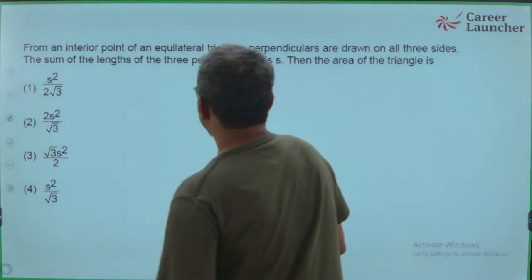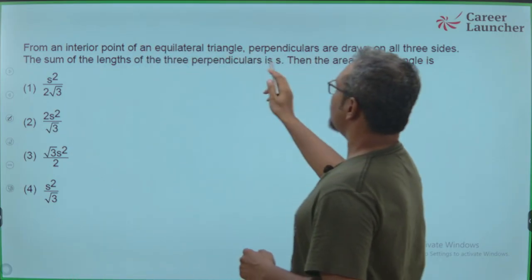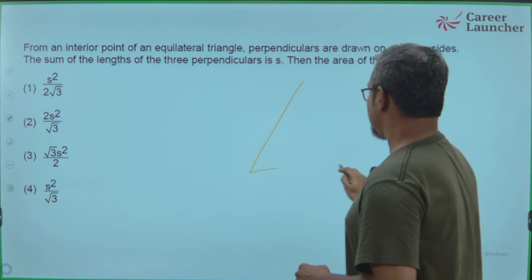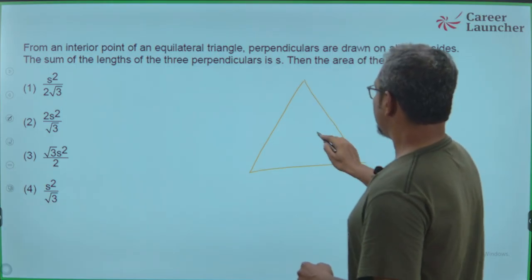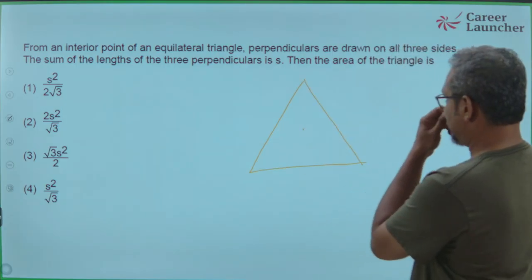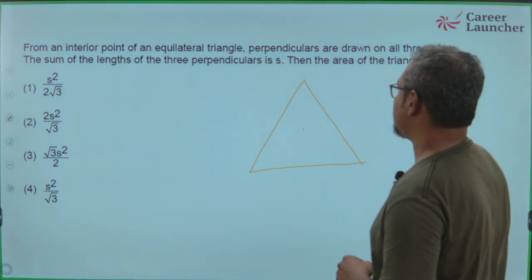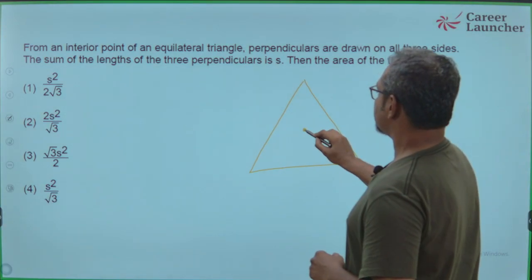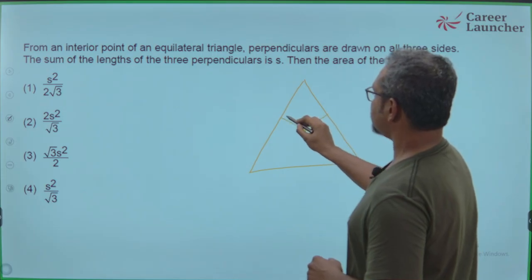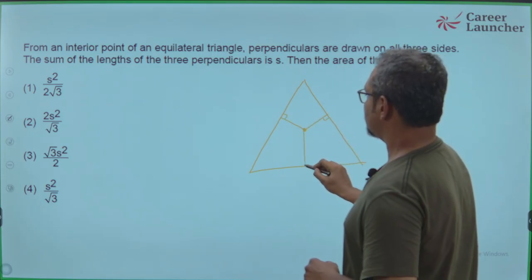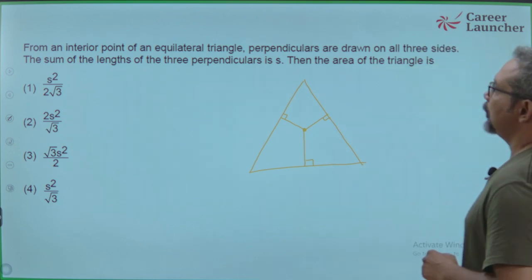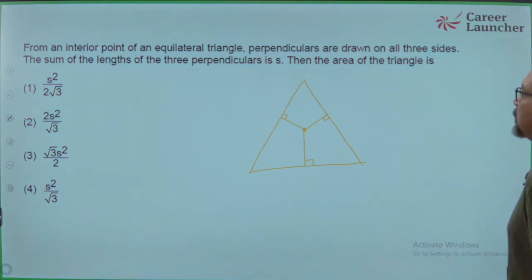So this one is saying that an interior point of an equilateral triangle. Let's take an equilateral triangle. We take some point and perpendiculars are drawn to all 3 sides. Okay. The sum of the lengths of the 3 perpendiculars is S. What is the area?